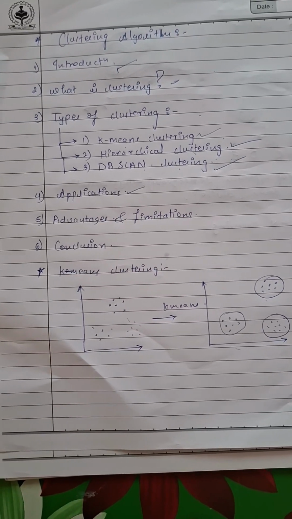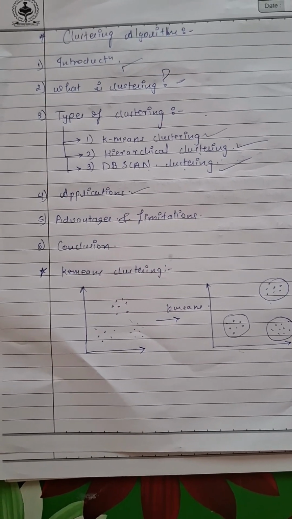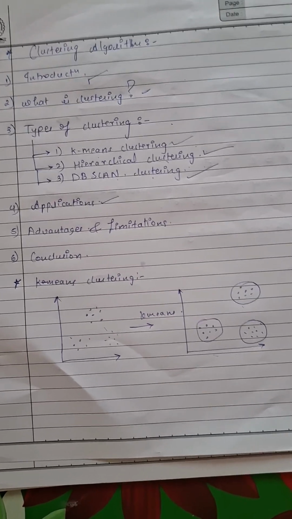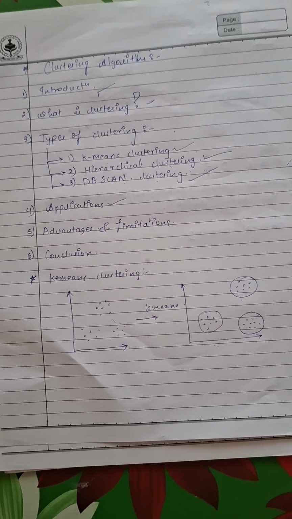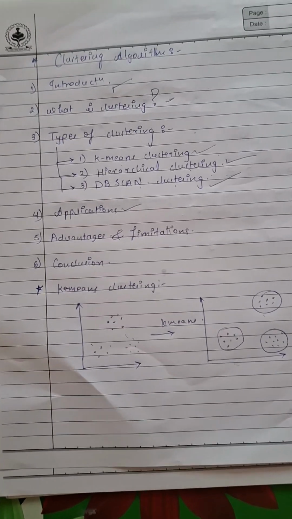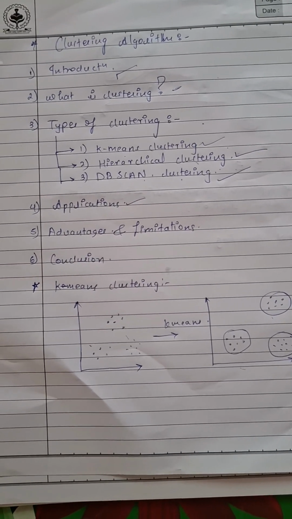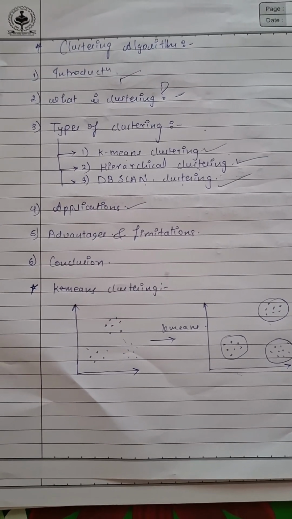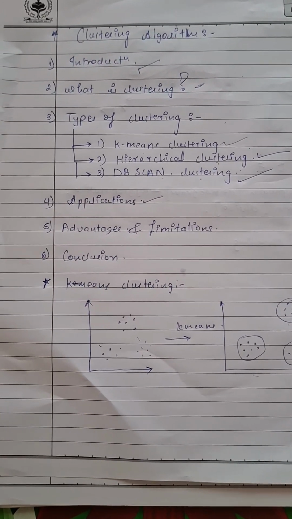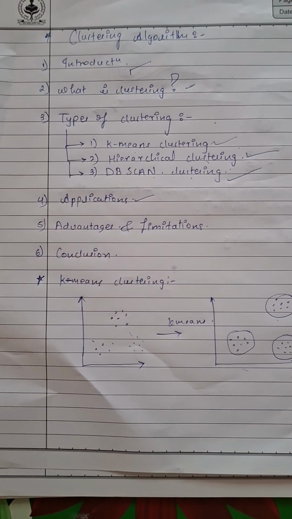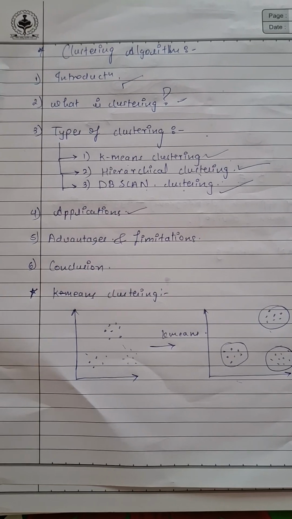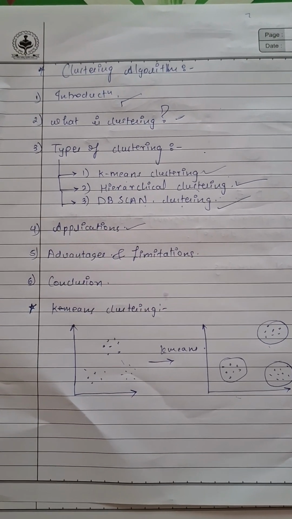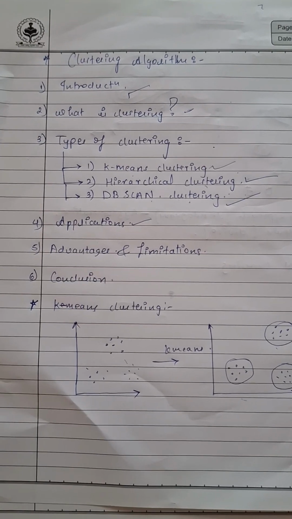Moving forward, let's see what are the limitations of it. It is sensitive to outliers and noise, which means it can affect cluster quality, especially in k-means. Then there are shape and size assumptions. Some algorithms like k-means assume spherical clusters, right? So these were some of the limitations of clustering algorithms.